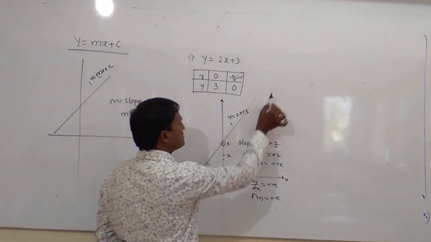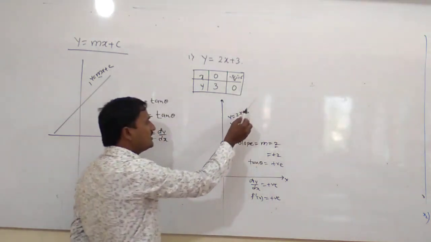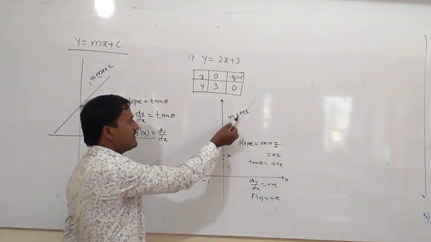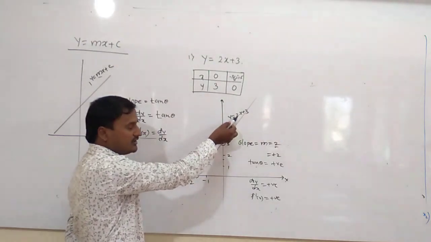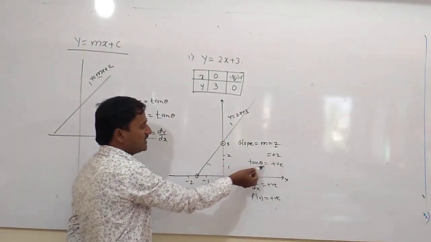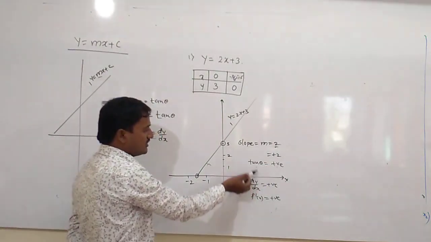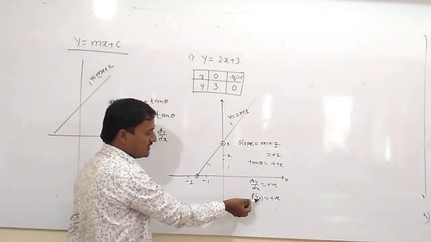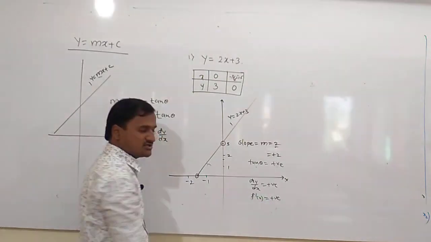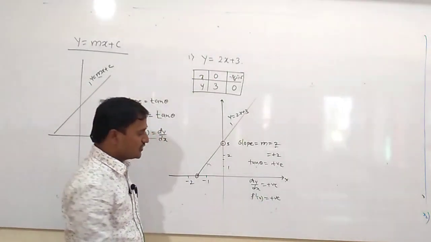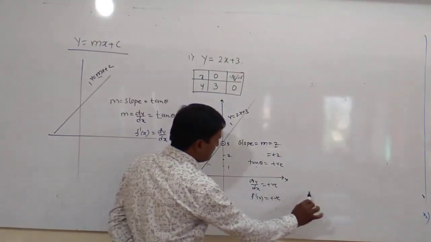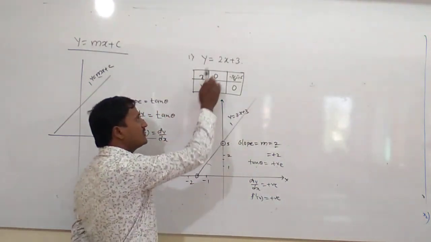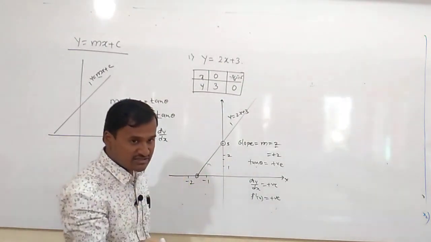because if you increase the value of x, then the value of y also increases, and y equal to 2x plus 3 is a linear function having the slope m equal to plus 2. So tan theta is positive. So tan theta is nothing but dy by dx. dy by dx is nothing but f dash of x. f dash of x is positive. So here also if you increase the value of x, then f of x also increases. So hence y equal to 2x plus 3 is an increasing function.